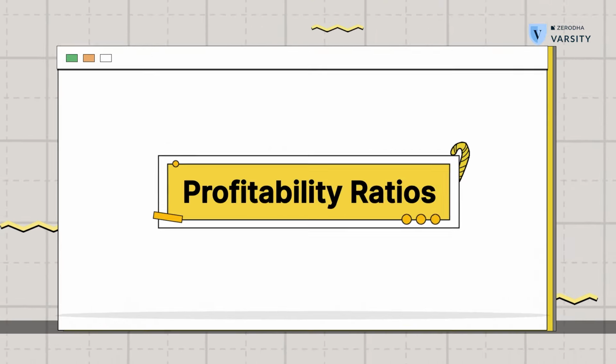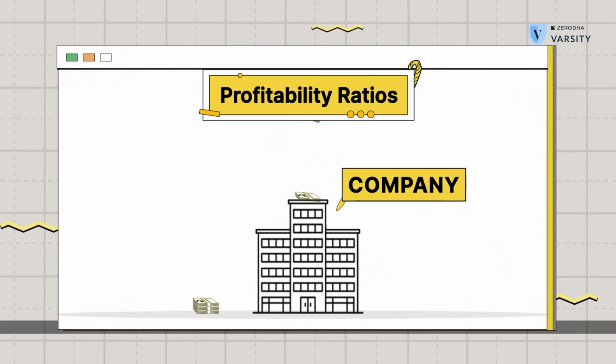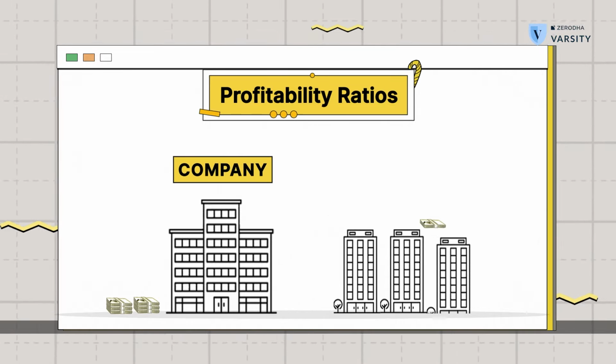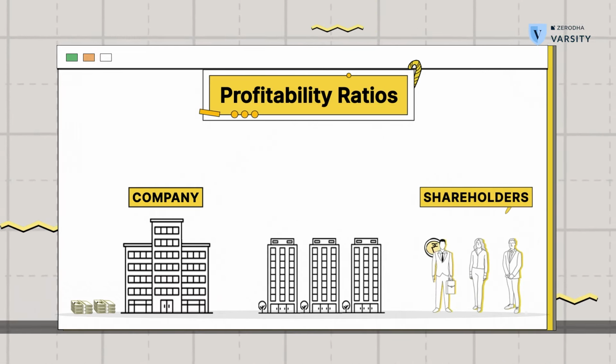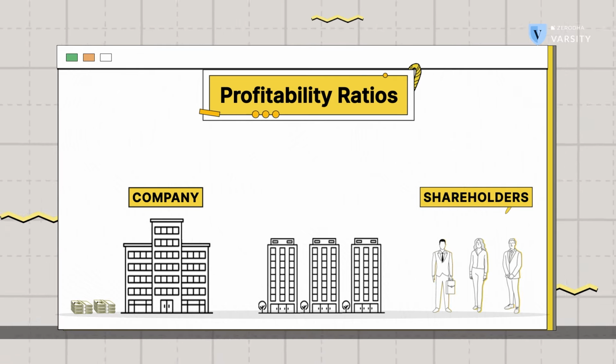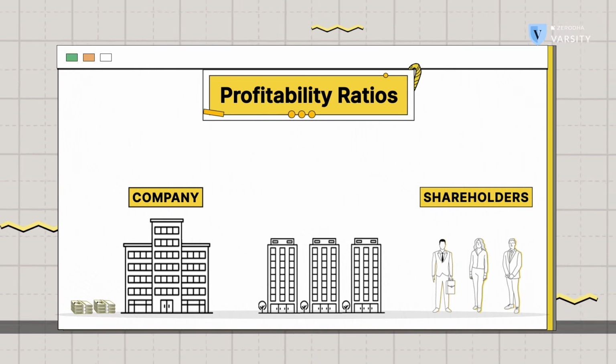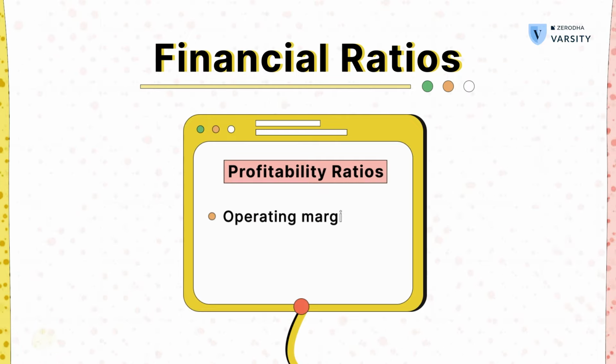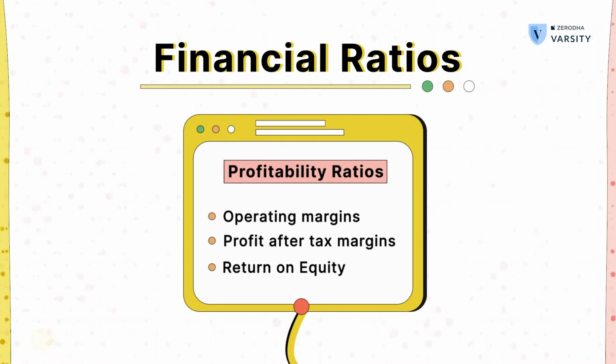Profitability ratios help you understand the profitability of a business. Profits are important as they help expand the business and also pay dividends to its shareholders. Also, you get a sense of how competitive the management really is. Some of the popular profitability ratios are operating margins, PAT margins, and return on equity.